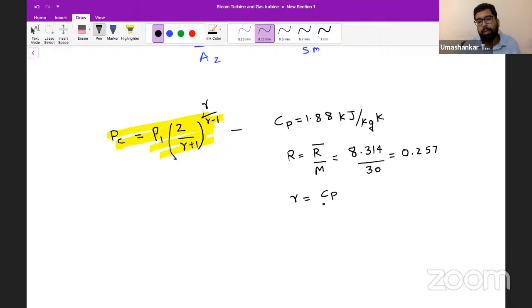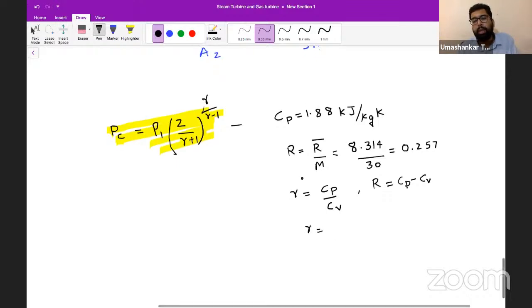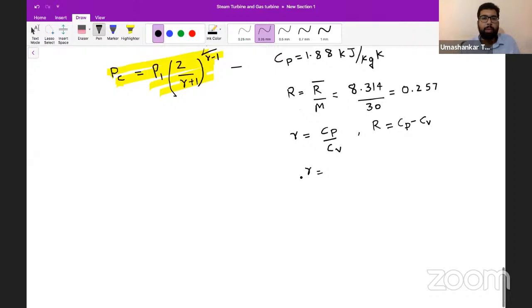So you can find the value of gamma, Cp by Cv, by again using the relation R equal to Cp minus Cv. These two relations you can use, which you have been using in your classical thermodynamics as well. Can anyone tell me the value of gamma, please?